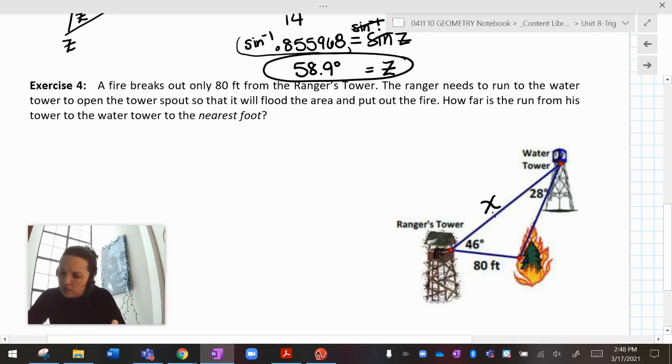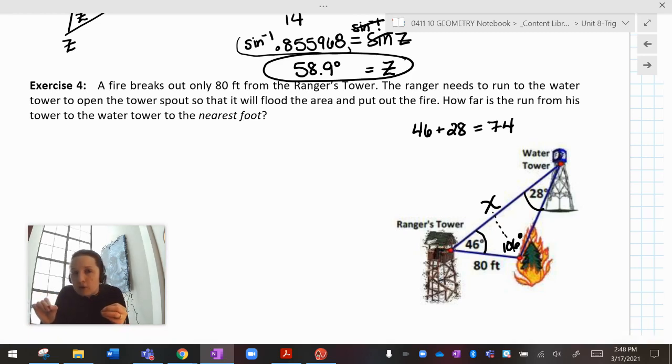Here's the problem. I don't know the angle across from x, and we keep doing all these things based on the angle across from it. That's okay. I know the two other angles. So if this is 46 and 28, 46 plus 28 is 74, which means this has to be 106 degrees because the three angles need to add to 180. So if you're ever missing an angle, you want to subtract from 180 to find it.